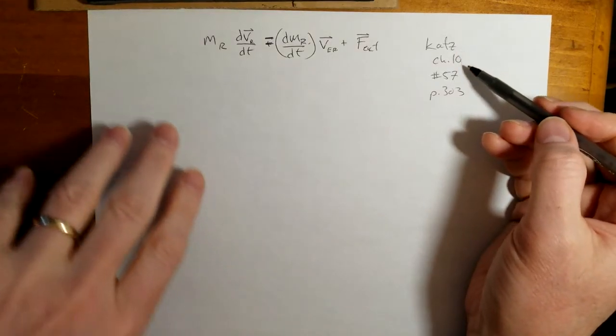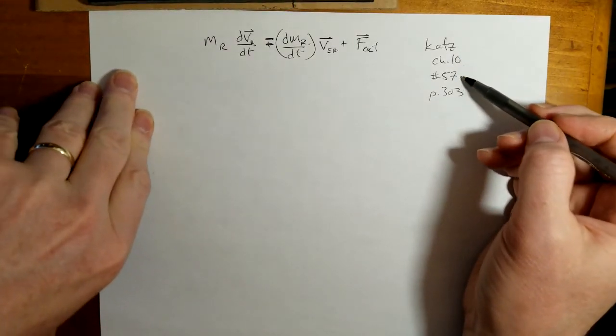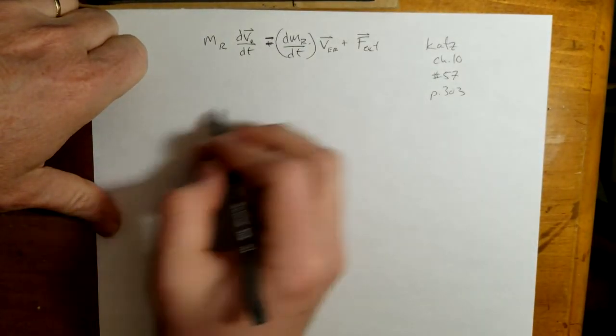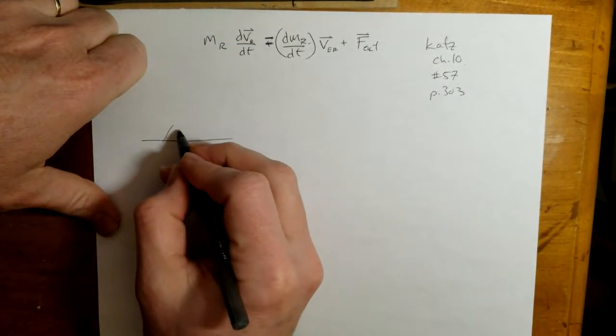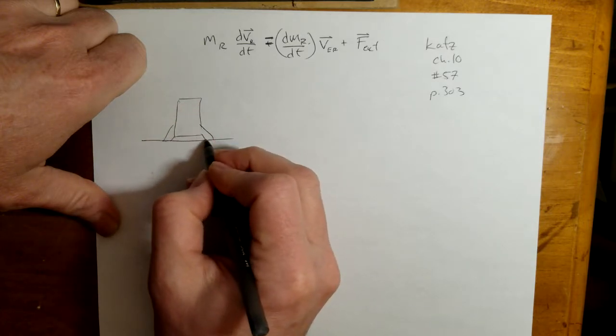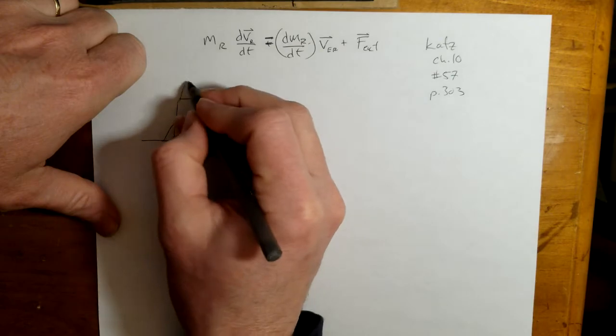This is from the CATS textbook, Chapter 10, number 57, page 303. And it's just a simple rocket problem with an external force. So if I have a rocket here, absolutely spectacular drawing of a rocket.